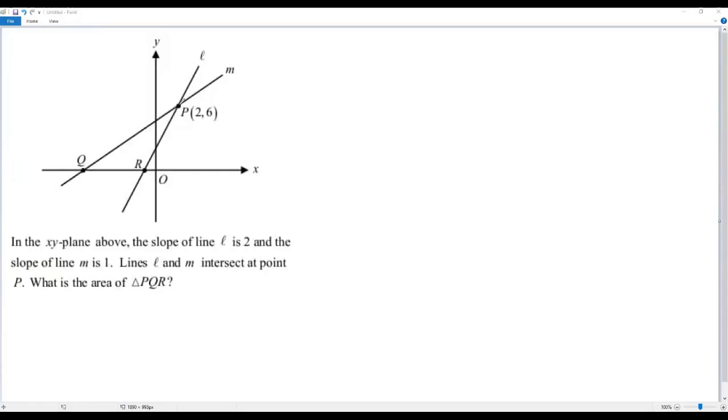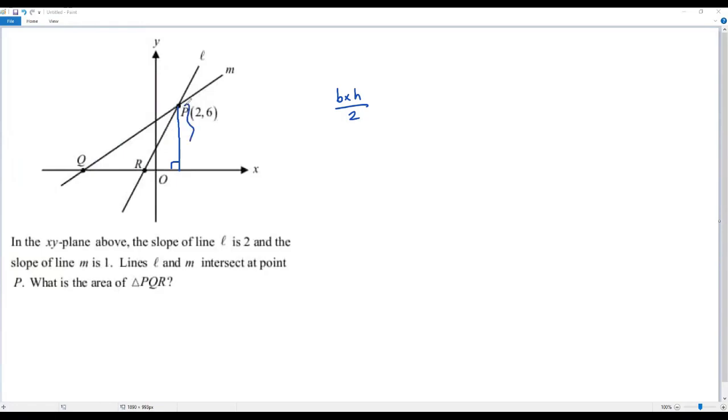Okay, to get the area of this triangle PQR, we need the base and height, because here we have the formula to get the area of the triangle, that is base times height divided by 2. To get the height of the triangle, we have to draw a vertical line segment from the point P to the x-axis. So this vertical line segment represents the height of this triangle.